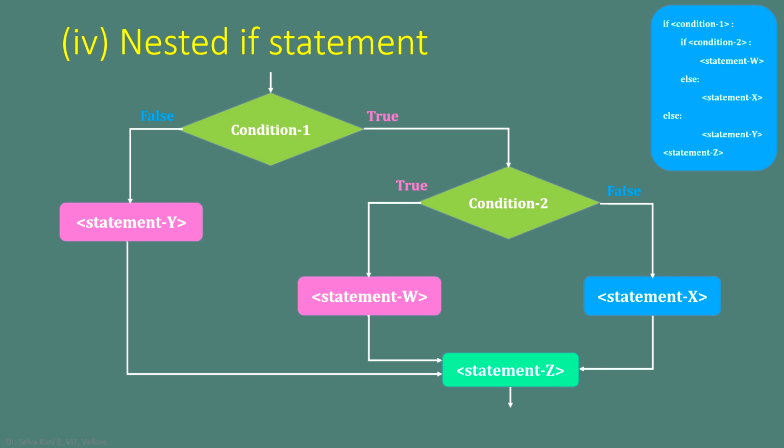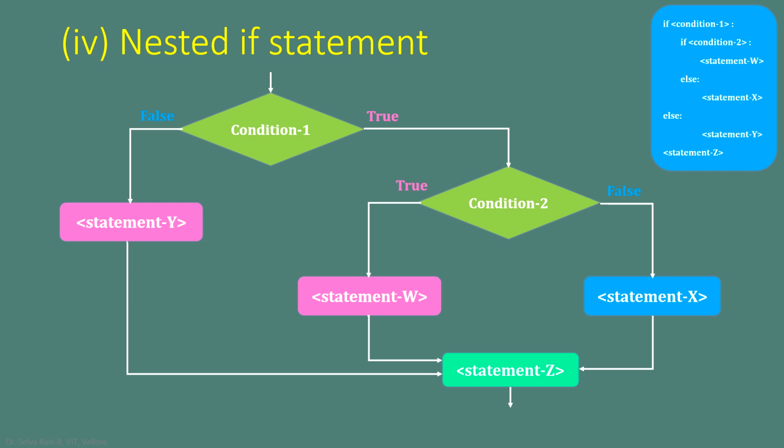So initially we are checking condition 1 with the help of if. We have two possibilities. The condition may be either true or false. This is the outer if statement, and if the condition is true, then the interpreter will enter and try to check condition 2 in the inner if statement. So condition 2 will also have two possibilities of either true or false. If the condition is true, then statement W will be executed. If the condition is false, statement X will be executed.